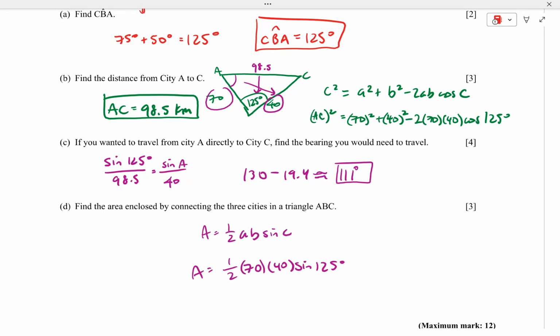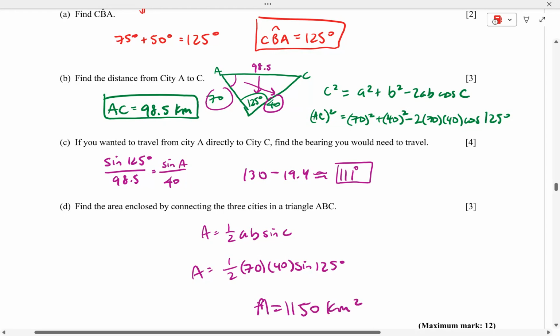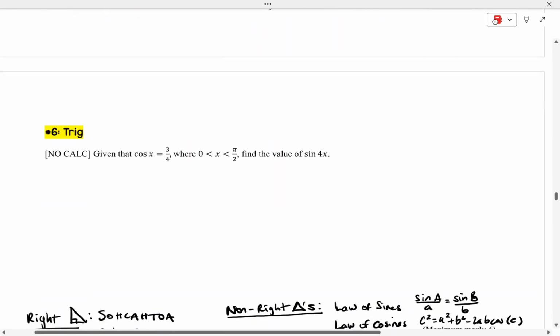1146.8. Yes. Round to 3 sig figs because it doesn't say. 1150. Good job. That's so weird. Awesome. I know, so weird.